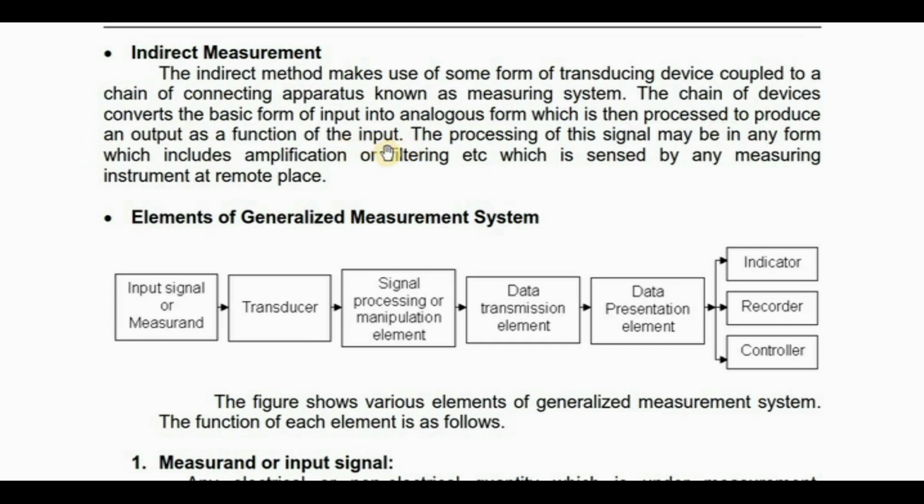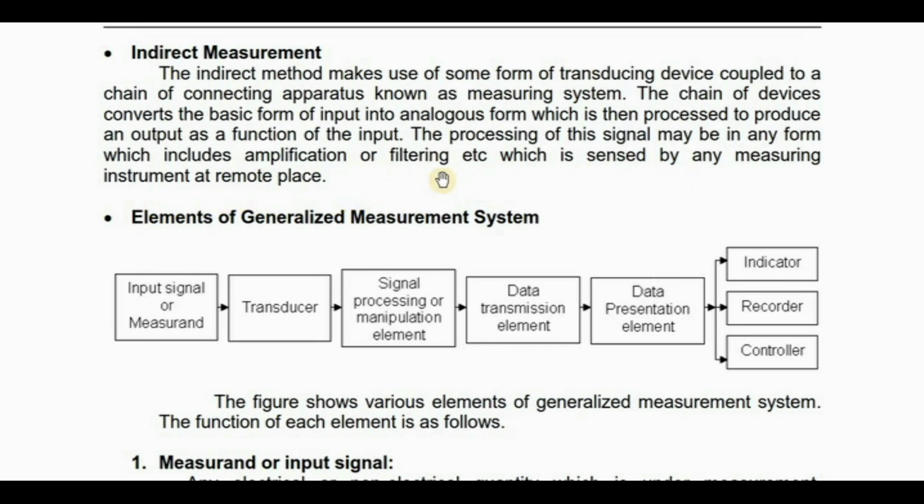Okay, so all the apparatus connected to each other in the form of a chain constitutes a particular measuring system. So indirect measurement is one where we make use of all these connected apparatus as a measuring system. Now, the processing of the signal may be in any form, which includes amplification or filtering, etc., which is sensed by a measuring instrument at a remote place.